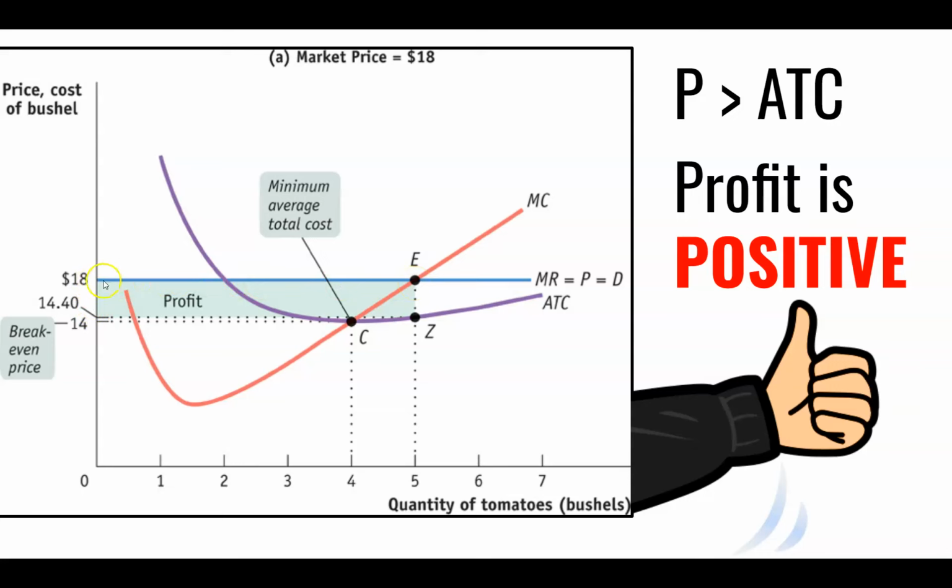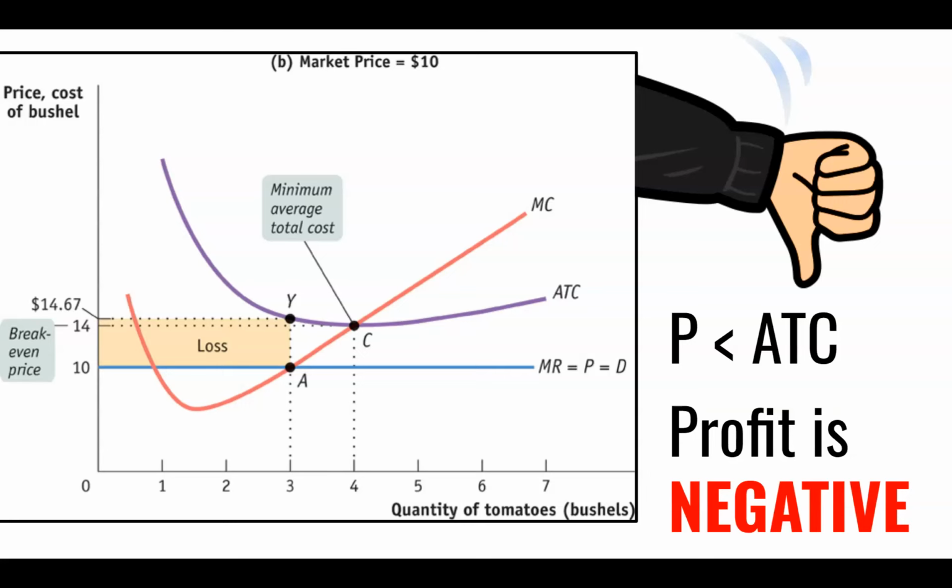Another way of thinking about this is total revenue is price times quantity. So it's $18 times 5. So this large rectangular area is total revenue. Total cost is average total cost times quantity. So we know the quantity is 5. So we go up till we hit the ATC curve, and then that creates a box for us. And we can see that that box of total costs is less than the total revenue box. So when revenues are greater than costs, we have a profit. So visually, we can see that when price is greater than ATC, we have a positive economic profit.